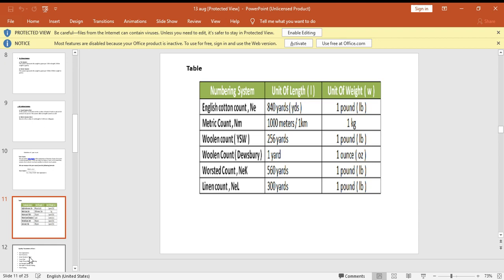So what the table is saying is the number system, the unit of mass and the unit of weight. In the English cotton count, 840 yards is equal to 1 pound, and in the metric count, 1000 meters or one kilometer is 1 kg. Woolen count, 256 yards, 1 pound. Woolen count, 1 yard, 1 ounce. Worsted count, 560 yards, 1 pound. And linen count, 300 yards, 1 pound.